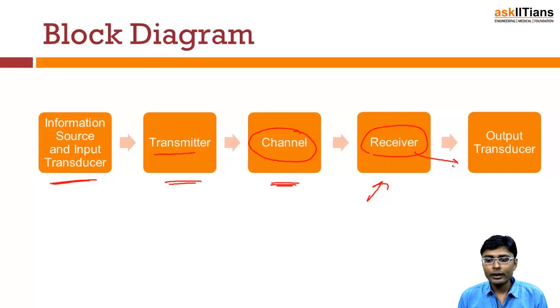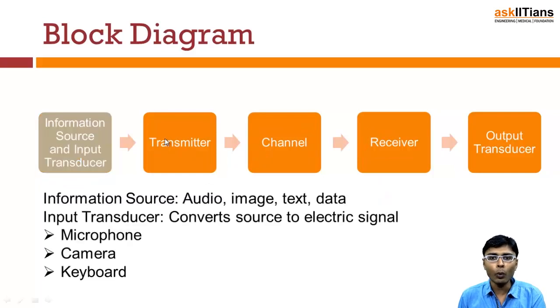After the receiver, we have the output transducer. In the next part we will see the main purpose of all these blocks. We will study each of these blocks one by one. Let us start with the information source and input transducer. That is the first block of a communication system.